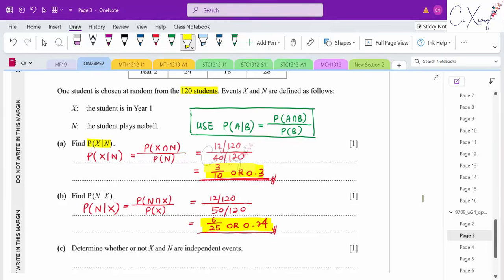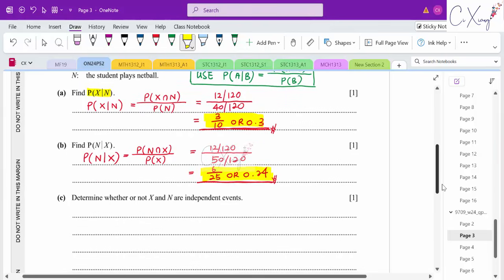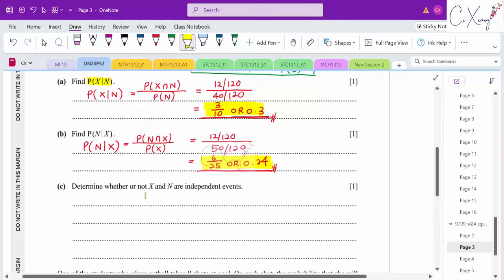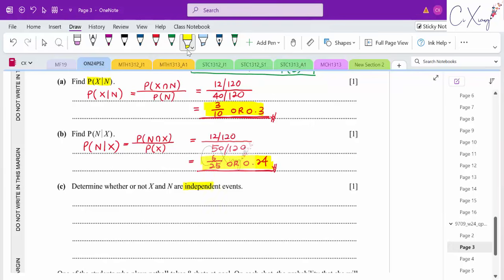All right. Then next, for part C, they want us to determine whether or not X and N are independent events. So highlight the keyword independent. To prove whether the events are independent or not, you need to remember the criteria, the rules. If the events are independent, then generally X intersect with N should be equal to X multiplied by N.